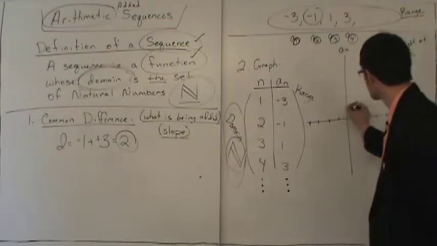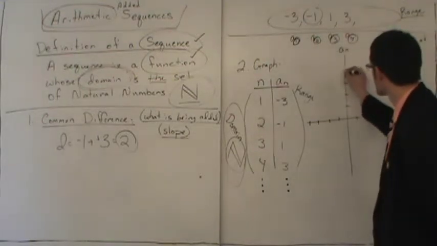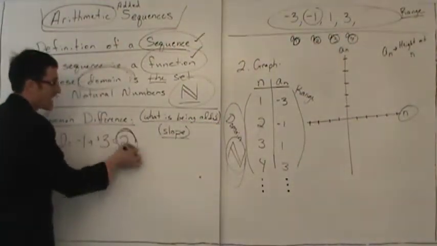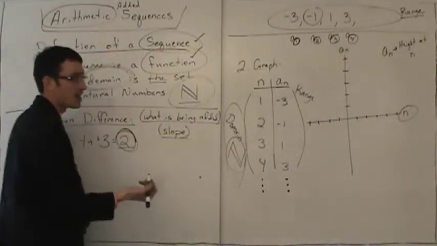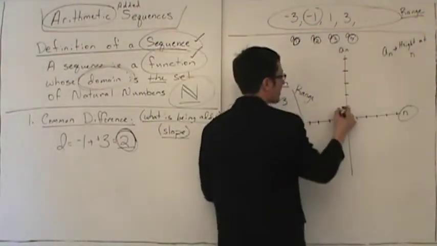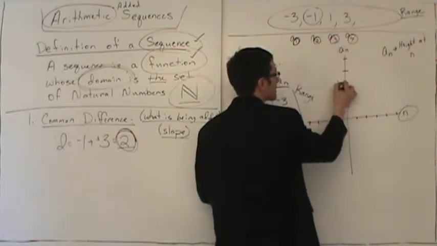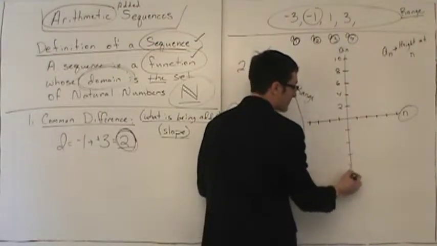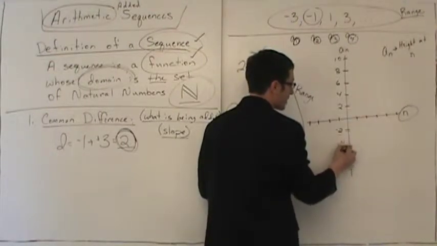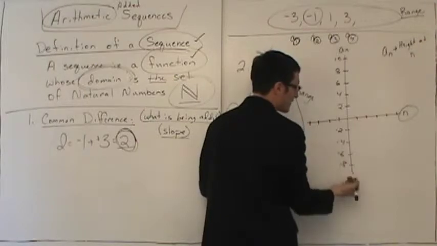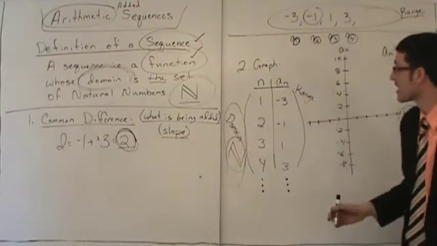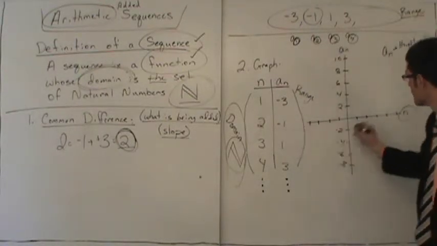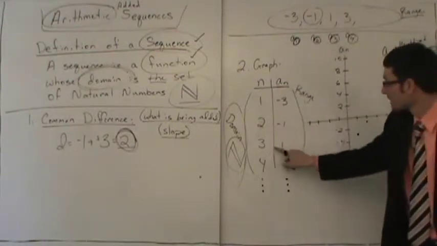However, your vertical scale, I tell students, change the vertical scale or let your vertical scale match the common difference. Since our common difference is 2, let's make our vertical scale units of 2. So 2, 4, 6, 8, 10. And the negative scale will be the same: -2, -4, -6, -8, etc. Now, let's go ahead and graph our points. 1, -3. 2, -1. 3, 1.